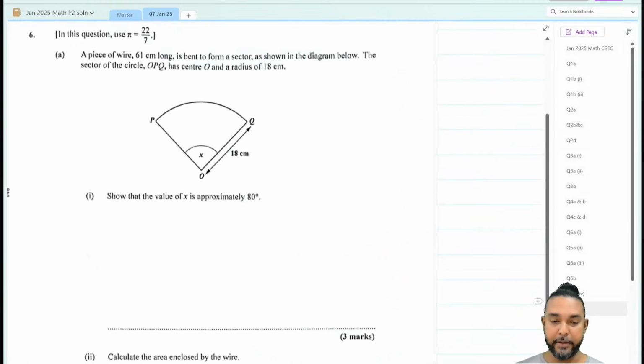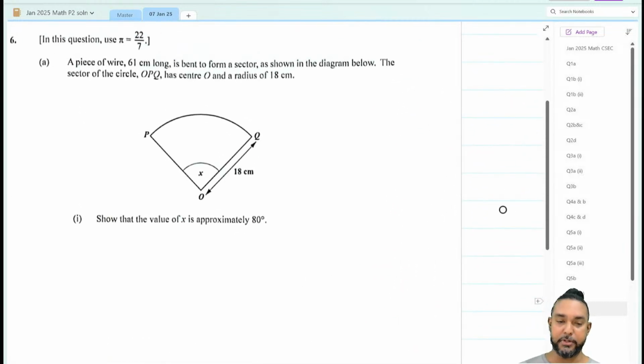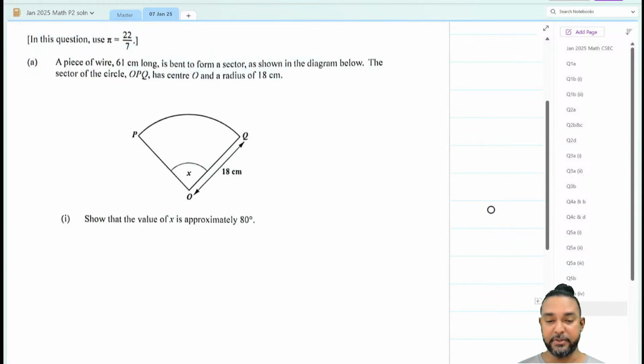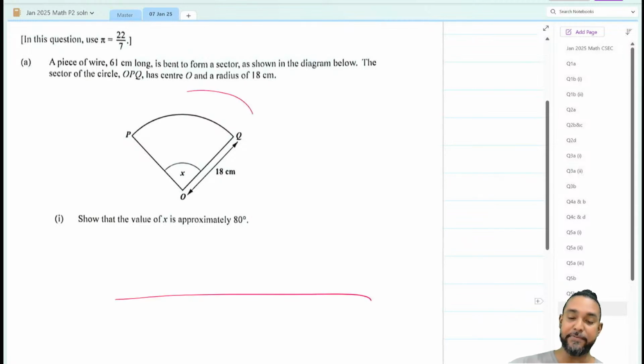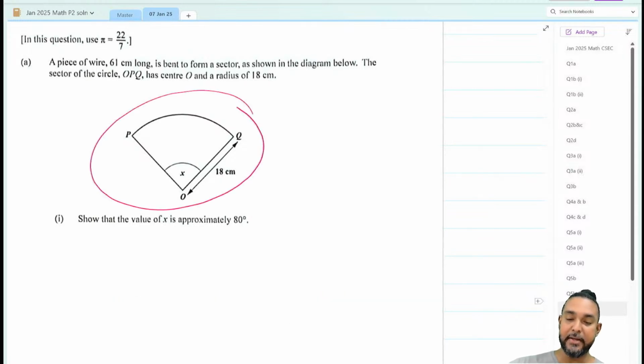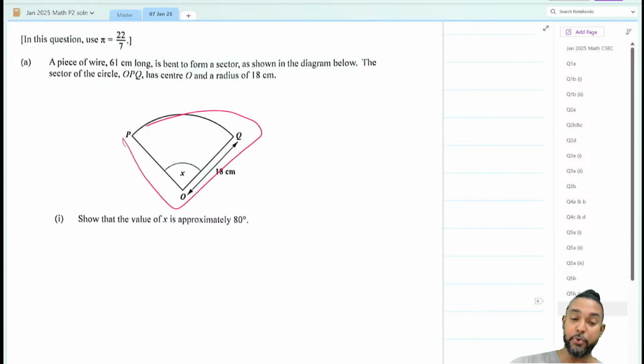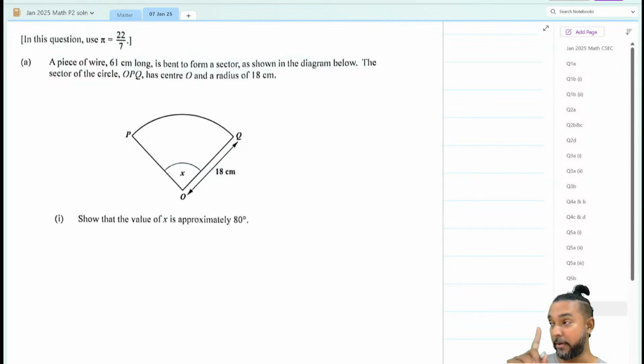All right. Okay. In this question, use pi as 22/7. A piece of wire 61 centimeters long is bent to form a sector. So they took a wire and they bent it to form the sector. So what that means is that the entire length of this total perimeter is 61. That is something that a lot of people don't realize and aren't shown. So I'm telling you, right? So they're bending this to be in the shape of a sector, as shown in the diagram below.